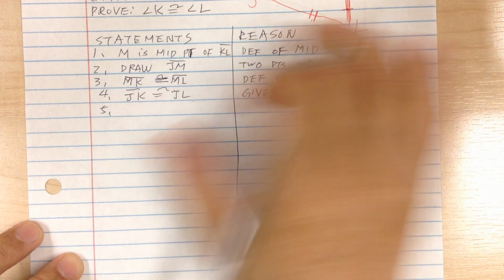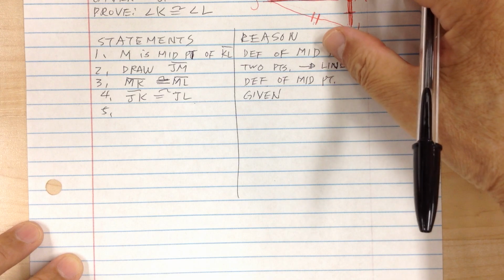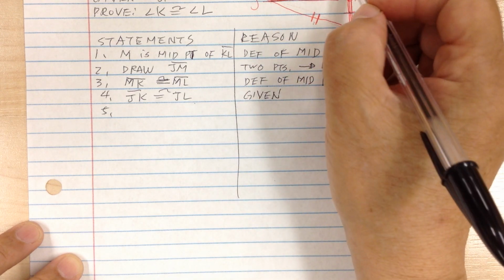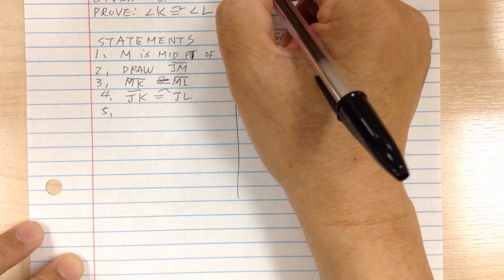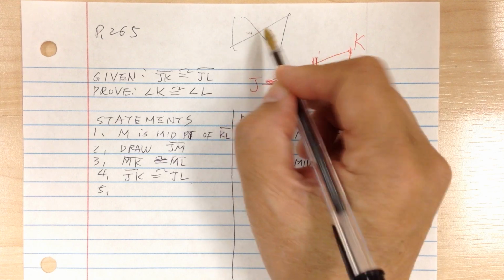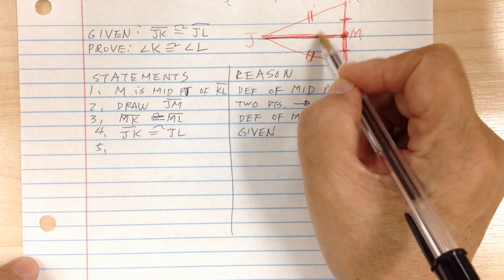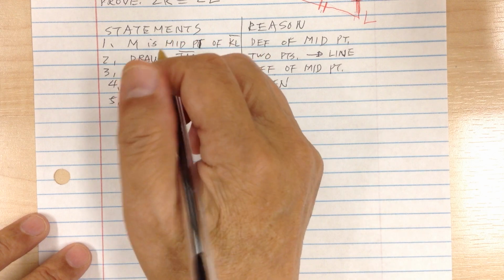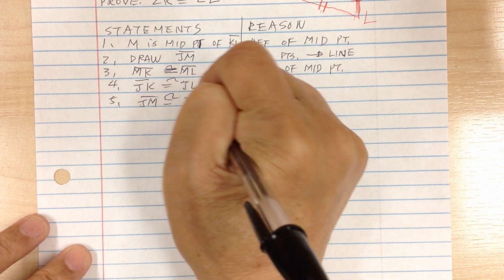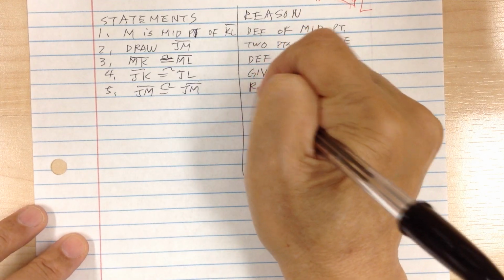Whatever is left, after you use up everything, when the triangles are butt against each other, you look for reflexive. Okay, if you have this kind of situation, you're looking for vertical angles. When you have this kind of situation, you're looking for vertical angles. Okay, when you have this kind of situation, you're looking for reflexive. Okay, so you have JM is congruent to JM, and this is reflexive.